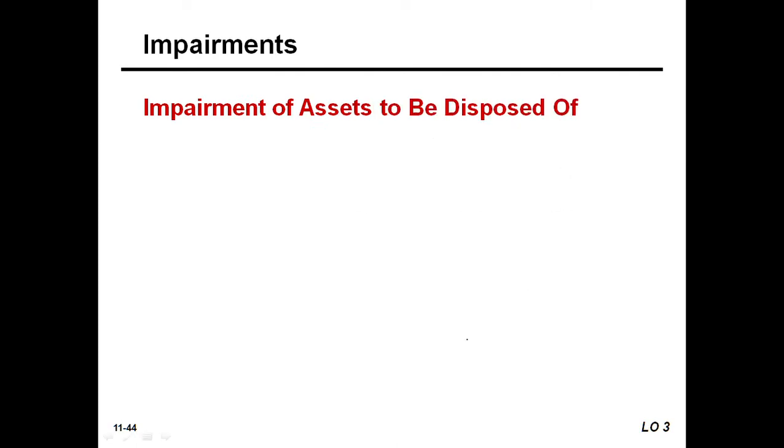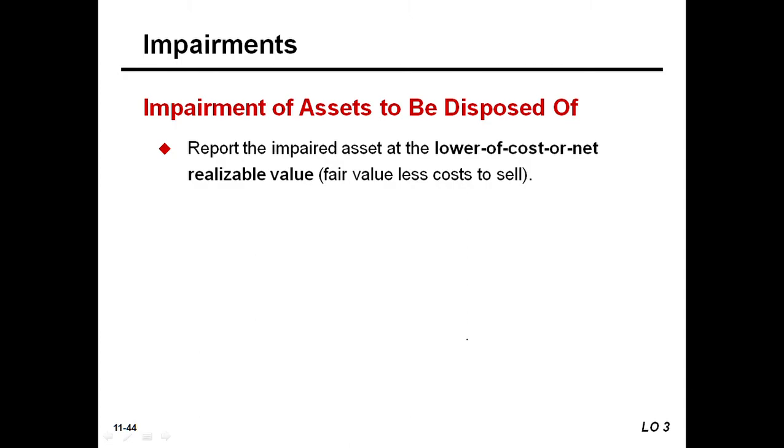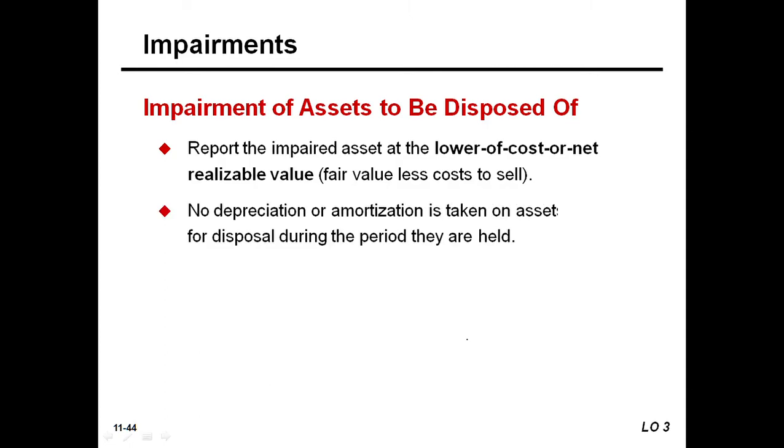Okay, the next point we'll discuss here is what if you have an asset but you're not using it, you're just keeping it maybe till you can sell it off or till you can dispose of it. So here we say impairment of those assets that are to be disposed. In that case you may report the impaired asset at the lower of cost or net realizable value, that is fair value minus the cost of selling, and you do not charge any more depreciation on that asset because you're not using it, or amortization for that matter. So you will not charge any depreciation or amortization on those assets which are not in use, but have just been kept aside for maybe disposal.